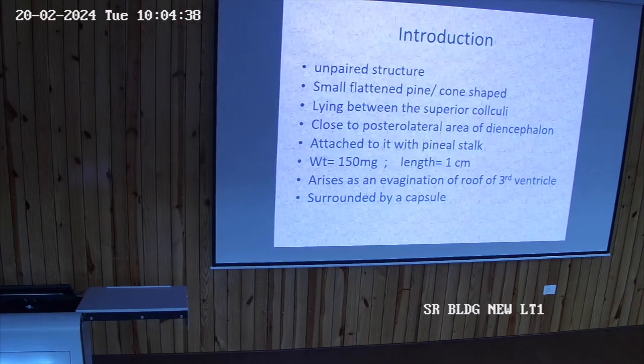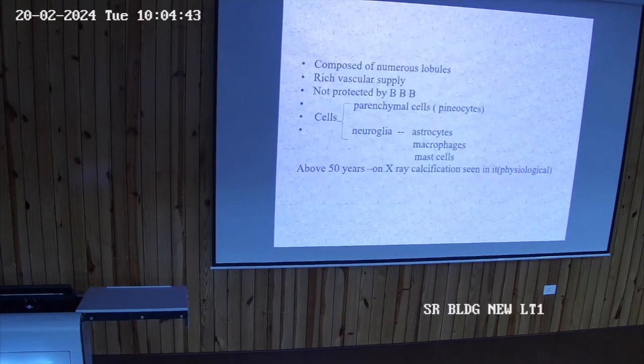It arises as an invagination of the roof of the third ventricle and is surrounded by a capsule. The cells present in the pineal gland are known as pinealocytes. It is composed of numerous lobules, with rich vascular supply, but not protected by the blood-brain barrier. The cells present are parenchymal pinealocytes, and neuroglia, astrocytes, macrophages, and mast cells. Above age 50, on X-ray it is shown as calcification. So as age progresses, the pineal gland becomes calcified.